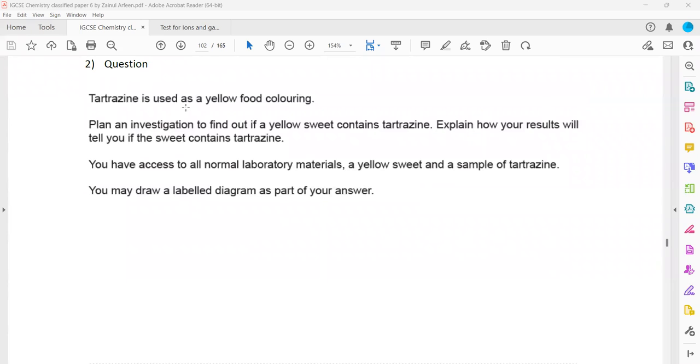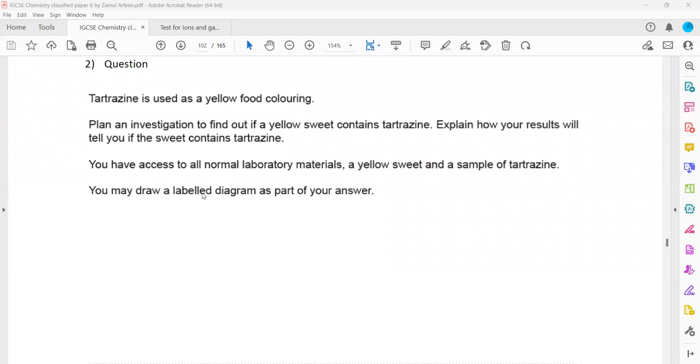We have tartrazine, which is a yellow food coloring. We have to plan an investigation to find out if the yellow sweet contains tartrazine, and how your results will test if the sweet contains tartrazine. You have access to lab materials, a yellow sweet and a sample of tartrazine. You may draw a labelled diagram as part of your answer. It is optional, but if you may, then you should draw it to score the marks.